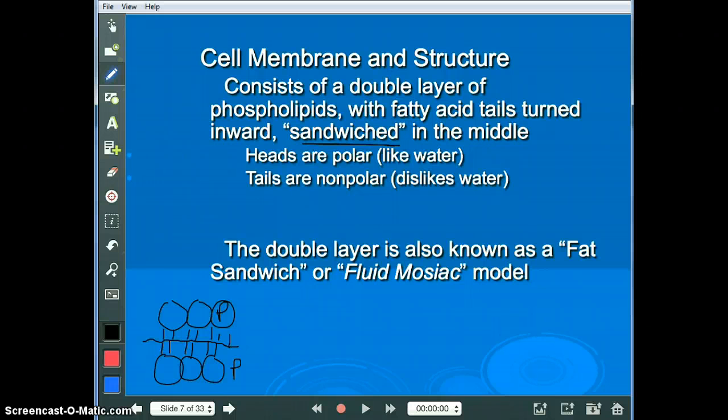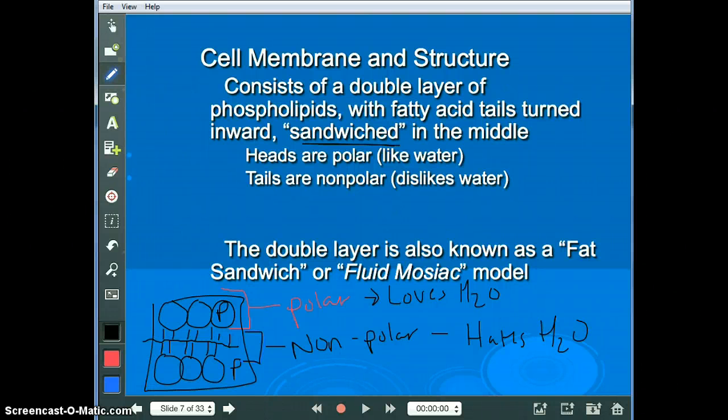Sandwich in between. The heads, which are our phosphate groups, are polar. The tails are non-polar. Those of you who've had chemistry, remember that non-polar hates water. Polar loves water. So you consider polar hydrophilic and non-polar hydrophobic. So now we consider this itself what's called the fluid mosaic model.